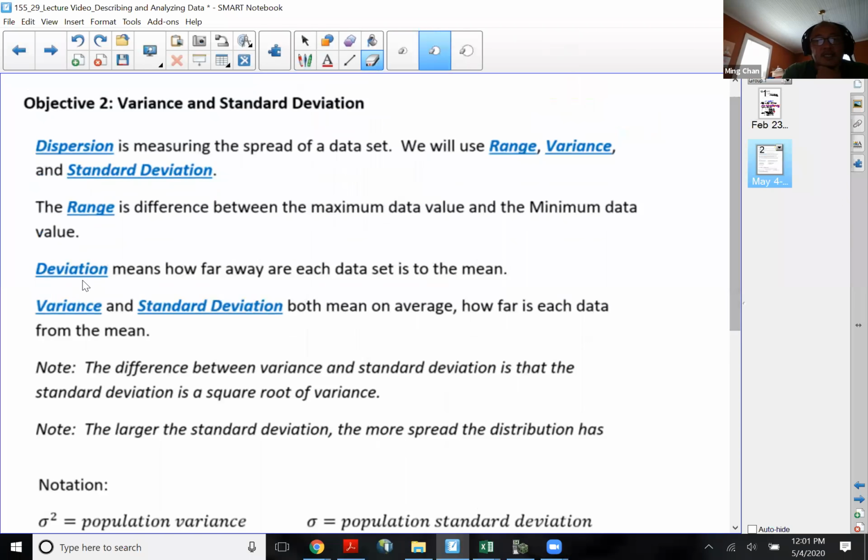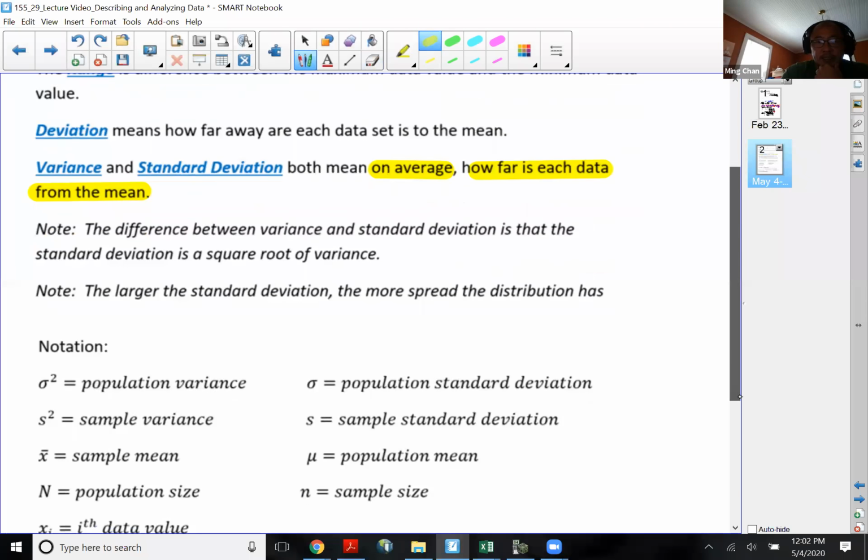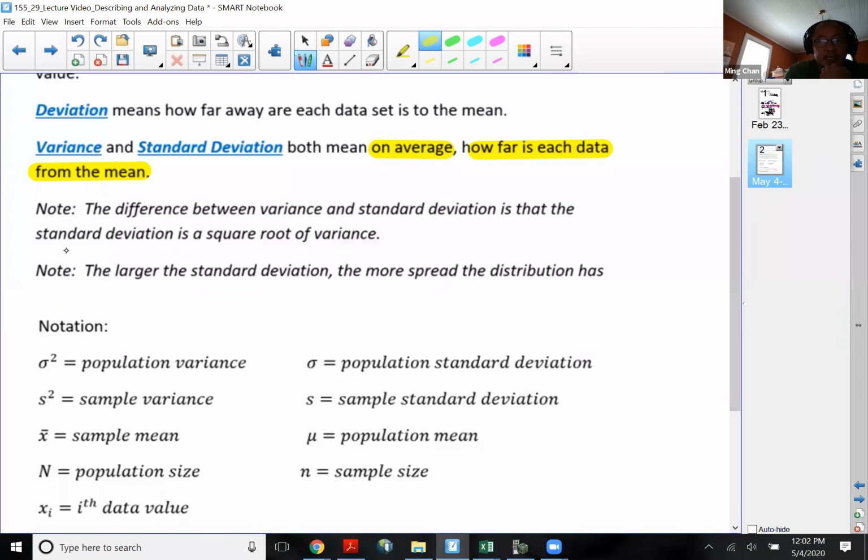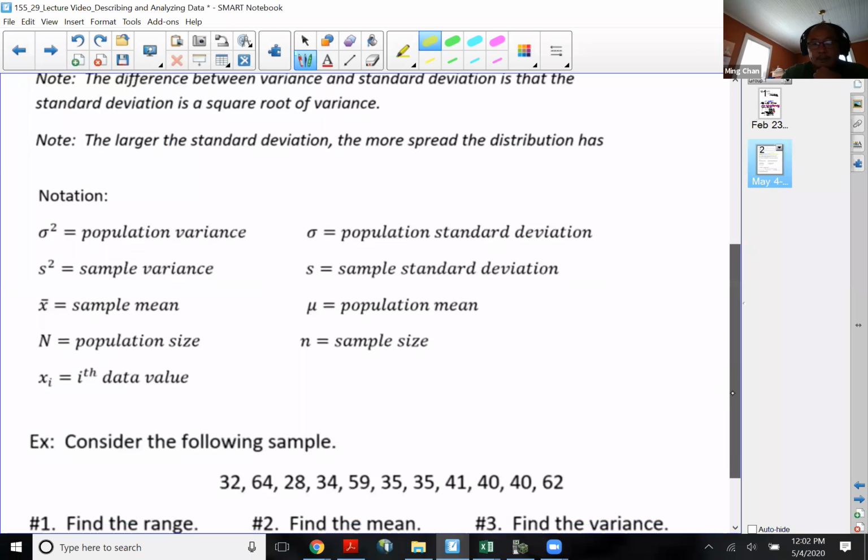All right. The word deviation means how far away each data value is from the mean. The words variance and standard deviation both refer to, on average, how far each data value is from the mean. I'll do some computation in a minute so you understand what I'm saying. The difference between variance and deviation is that the standard deviation is the square root of the variance.